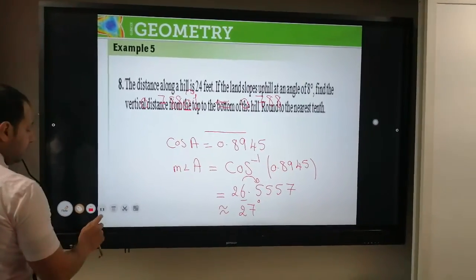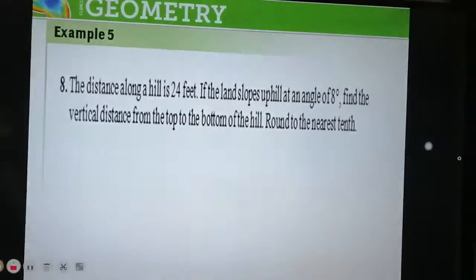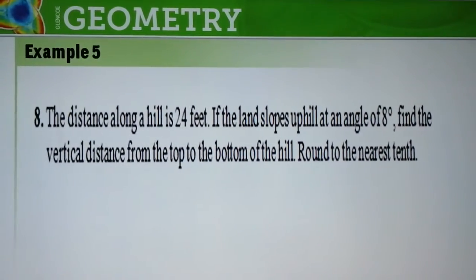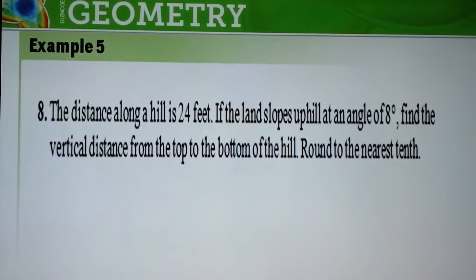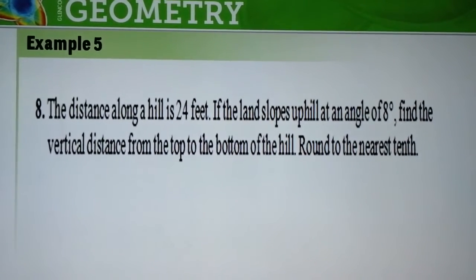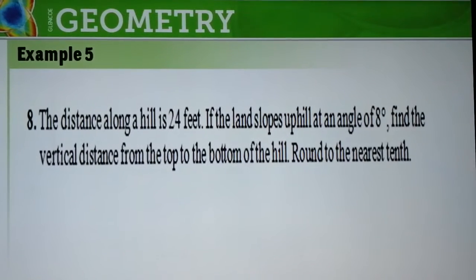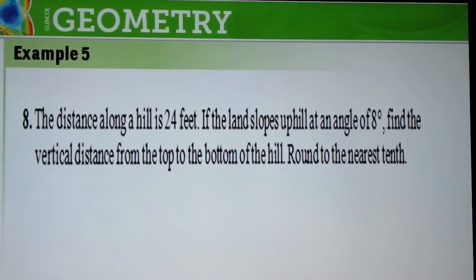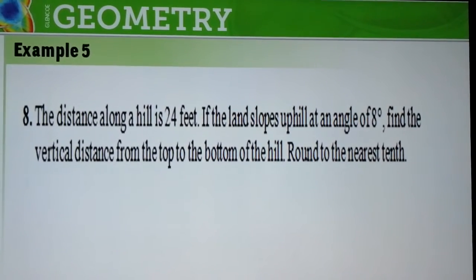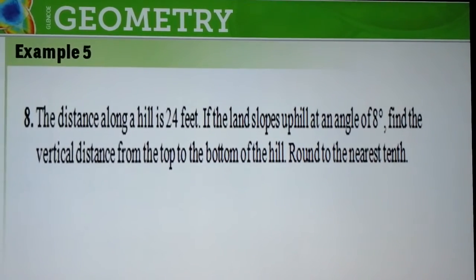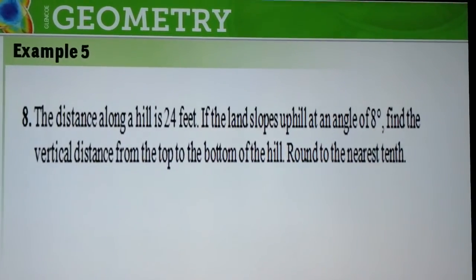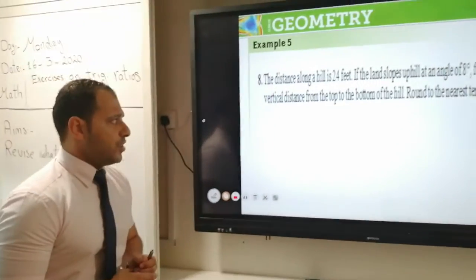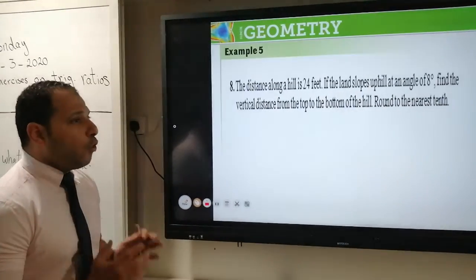Okay, we are going to solve a word problem. Pay attention with me. The distance along a hill is 24 feet. If the land slopes uphill at an angle of 8 degrees, find the vertical distance from the top to the bottom of the hill. Round to the nearest tenth. I must read the problem again and start to draw the problem.